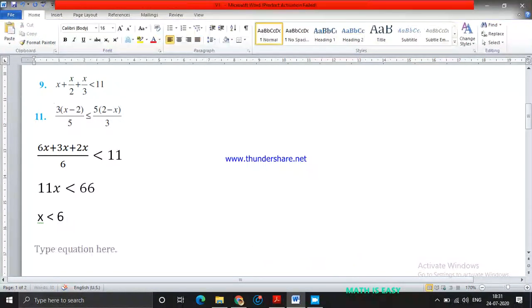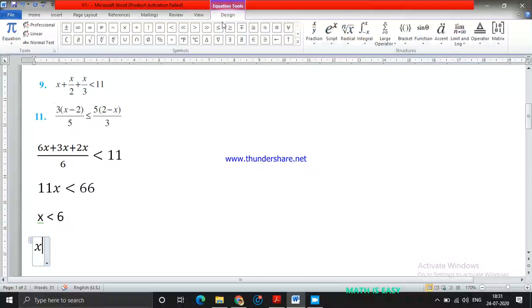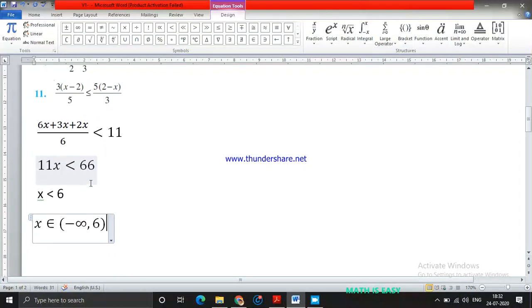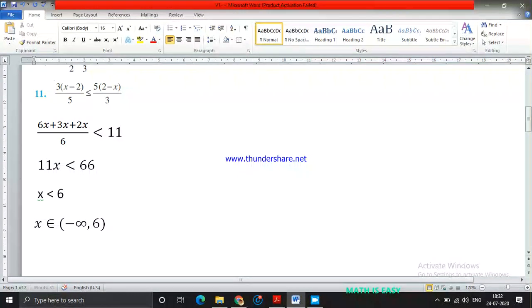So we can say x belongs to the open interval minus infinity comma 6. This is also an open interval because the equality sign is not there. So these questions are very easy to solve, as we can see.